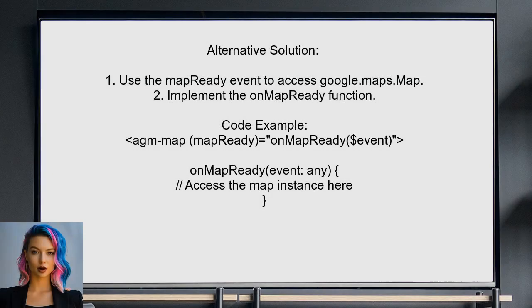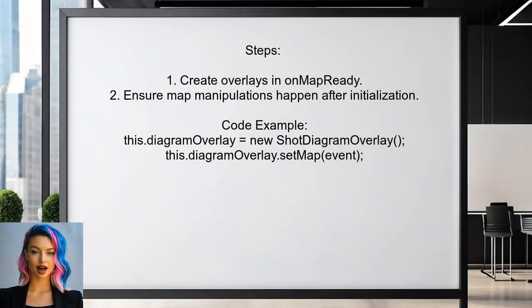An alternative solution provided by another user suggests utilizing the MapReady event. This event gives you access to the google.maps.map instance, allowing you to perform actions once the map is ready. In the onMapReady function, you can create overlays or perform additional setup. This approach can help ensure that your map manipulations occur after the map is fully initialized.